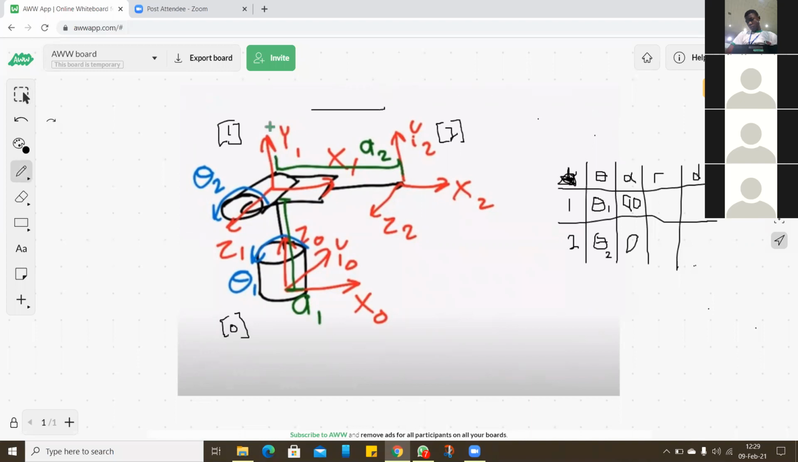Now the second one is the displacement between this frame and this frame, in what direction? In x2, not x1. Though they are in the same direction, this one is in x2. So what's the displacement between this frame and this frame in this direction? It is A2.